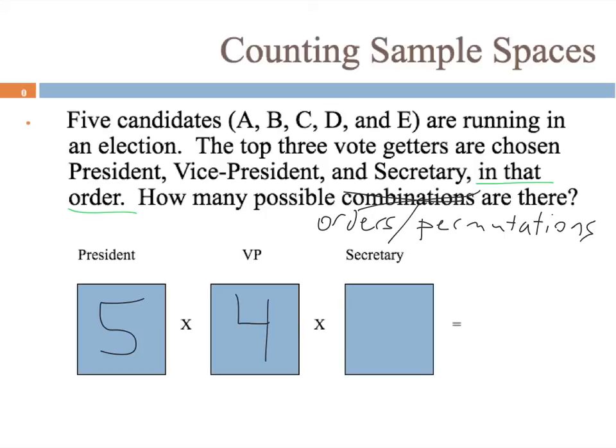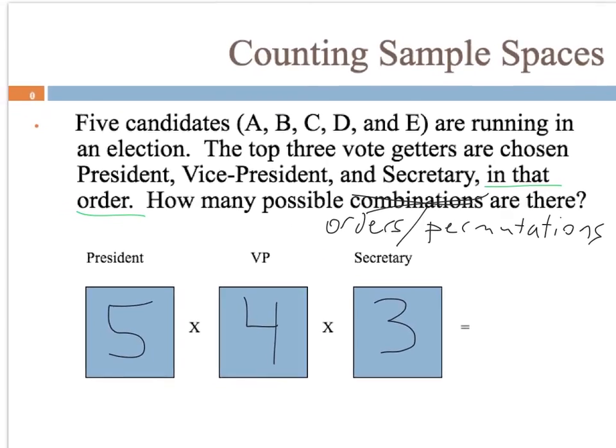Secretary, by that point, neither of those candidates can be the secretary also. So either A, B, or D will win the secretary position. So there are only 3 possibilities at that point. And then in the end, you're just going to add everything together. Oops, I mean multiply everything together. So that'll be 5 times 4 times 3, so 20 times 3, which is 60 different orders, or 60 different ways we could put people in these offices.